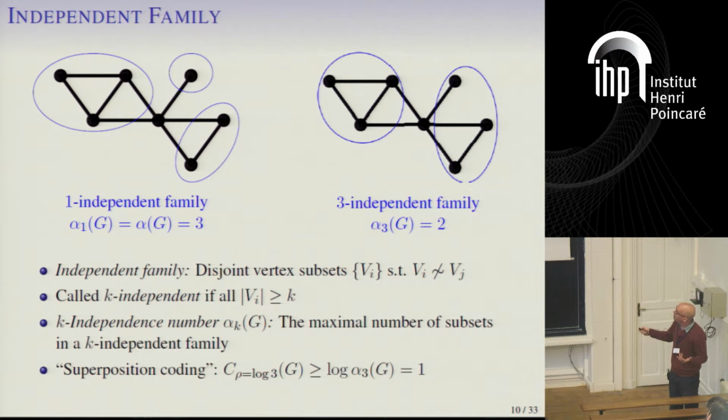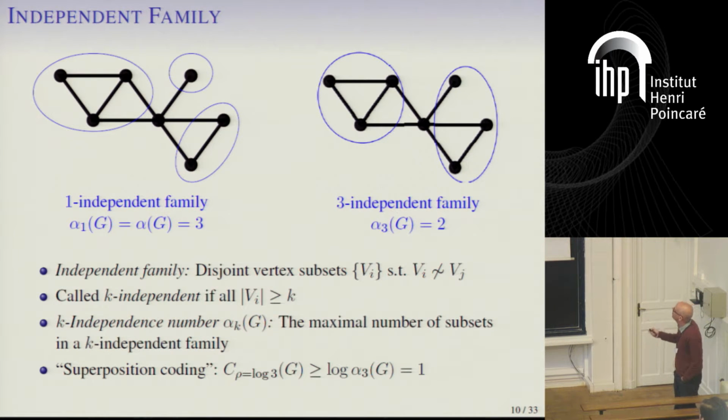So you can think about every circle here as you collapse all the vertices in the circle into one vertex. And then you get a graph that actually has 4 vertices. And these 3 circles are now an independent set. So this is also a useful way to think about this. So OK, what do I mean by superposition coding?